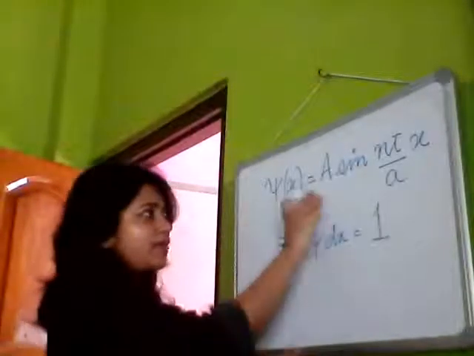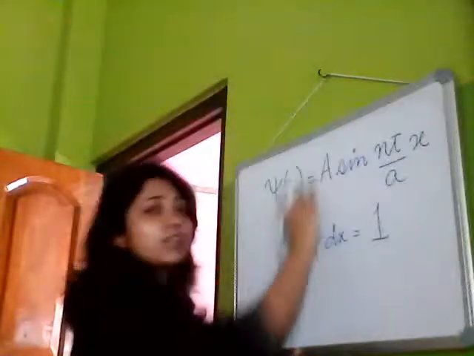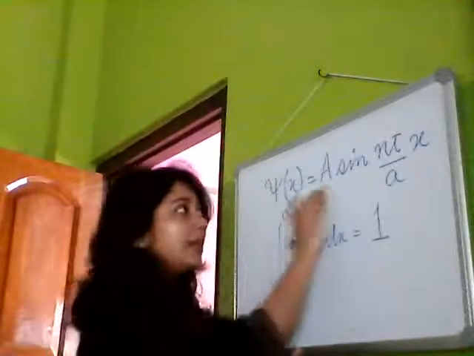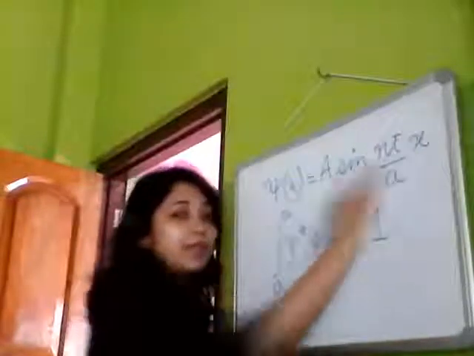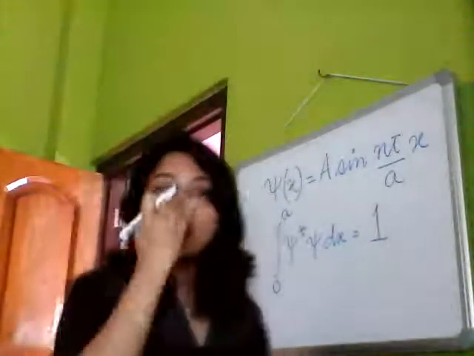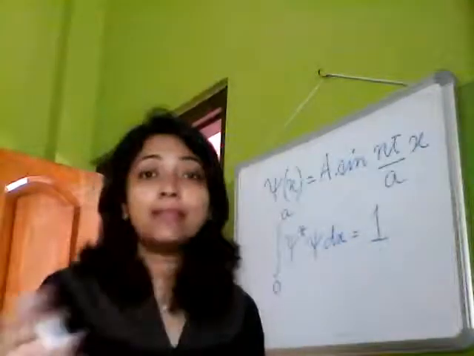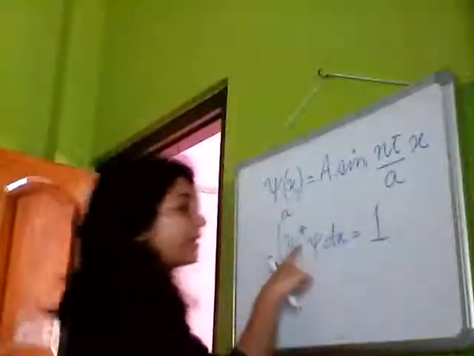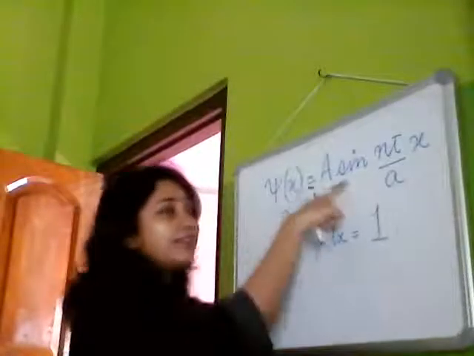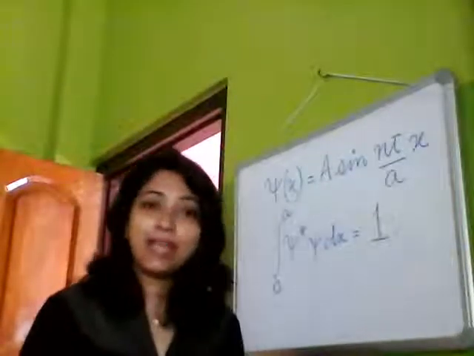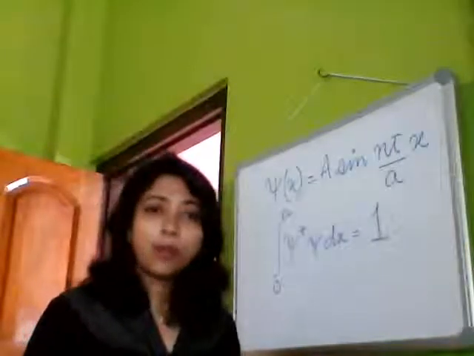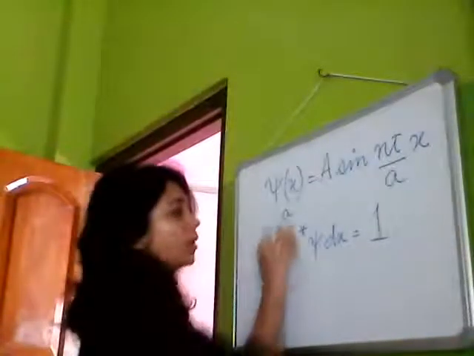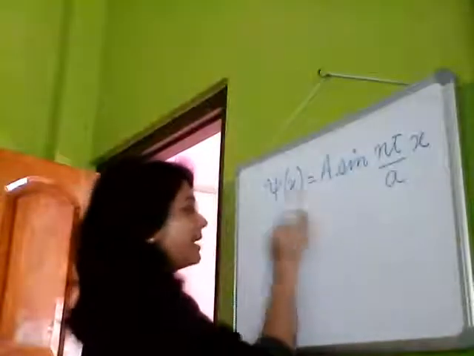Now look carefully. Our wave function that we have received, a sine n pi x by a, is a real function. There are no imaginary terms in this. There is no i in this. So when I find out the complex conjugate, a sine function will be a sine function only. I need not have any other complex number in this case. So what can I write for our case?